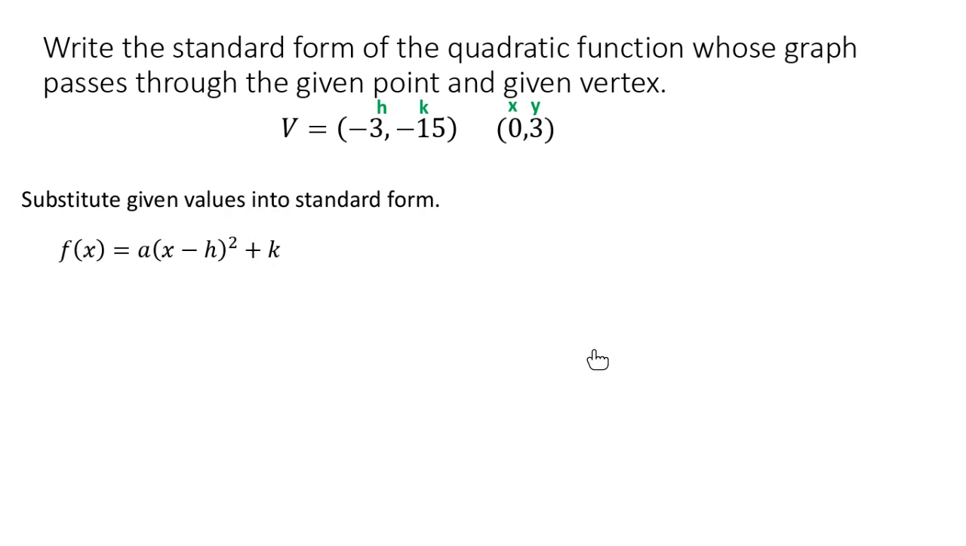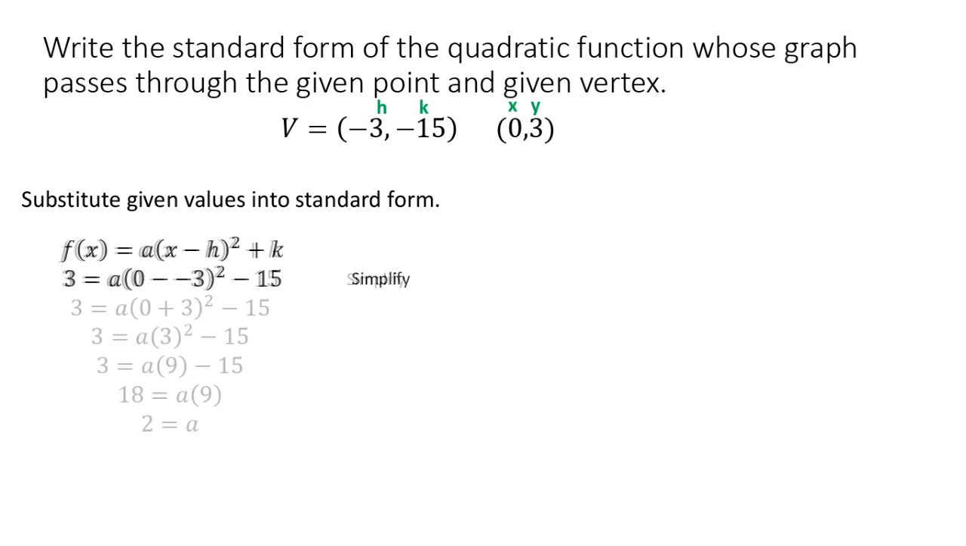So let's just go ahead and plug in. Here we have y is equal to 3. And remember, f of x replaced our y variable to indicate that it's a function, no longer an equation. 3 is equal to a, which is the variable that we're about to solve, times x, which is 0, minus negative 3, that's what h is, squared, minus 15. This is the value for k.